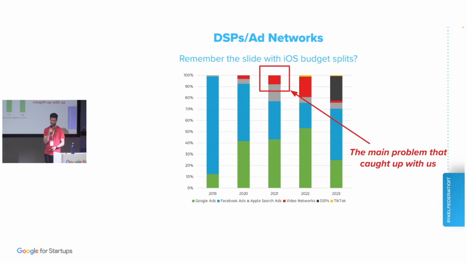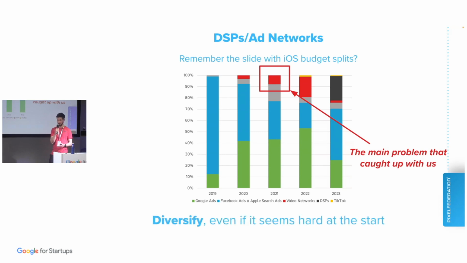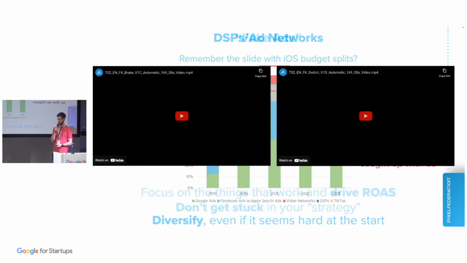We should have known, we didn't, and it was a mistake. But we learned the hard way, and now we need to tackle this as well. So that's the first: diversify, even if it seems hard at the start, is the only way to move forward. We put all eggs in one basket, and it hurt us.